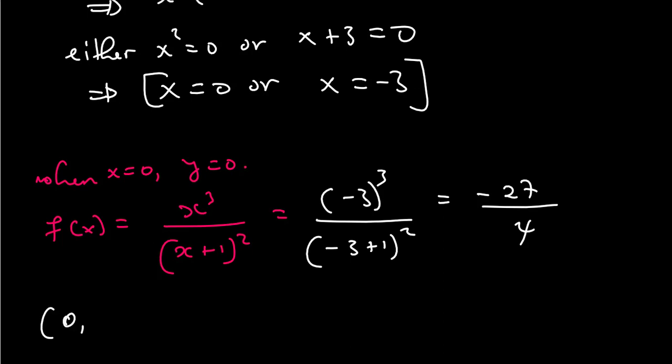So it means the stationary points will be the point 0, 0, and we also have the point negative 3, negative 27 divided by 4. So those are the stationary points of that curve.